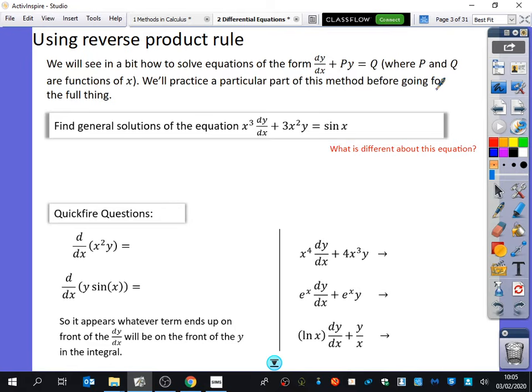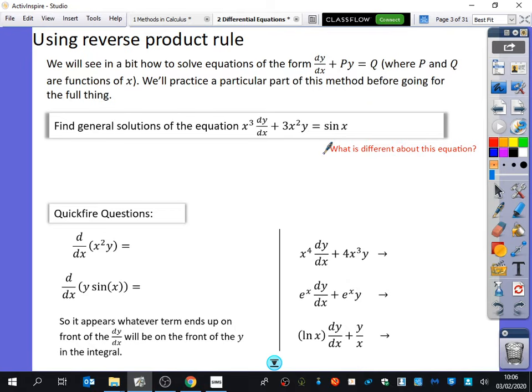So it says here, find the general solutions of the equation x cubed dy dx plus 3x squared y equals sine x. Now, first of all, what is different about this equation to the ones that we just had on the previous page? You have trigs and x and y together. We've got trig and stuff, yeah, but there's another difference that means we can't do something on the previous page.